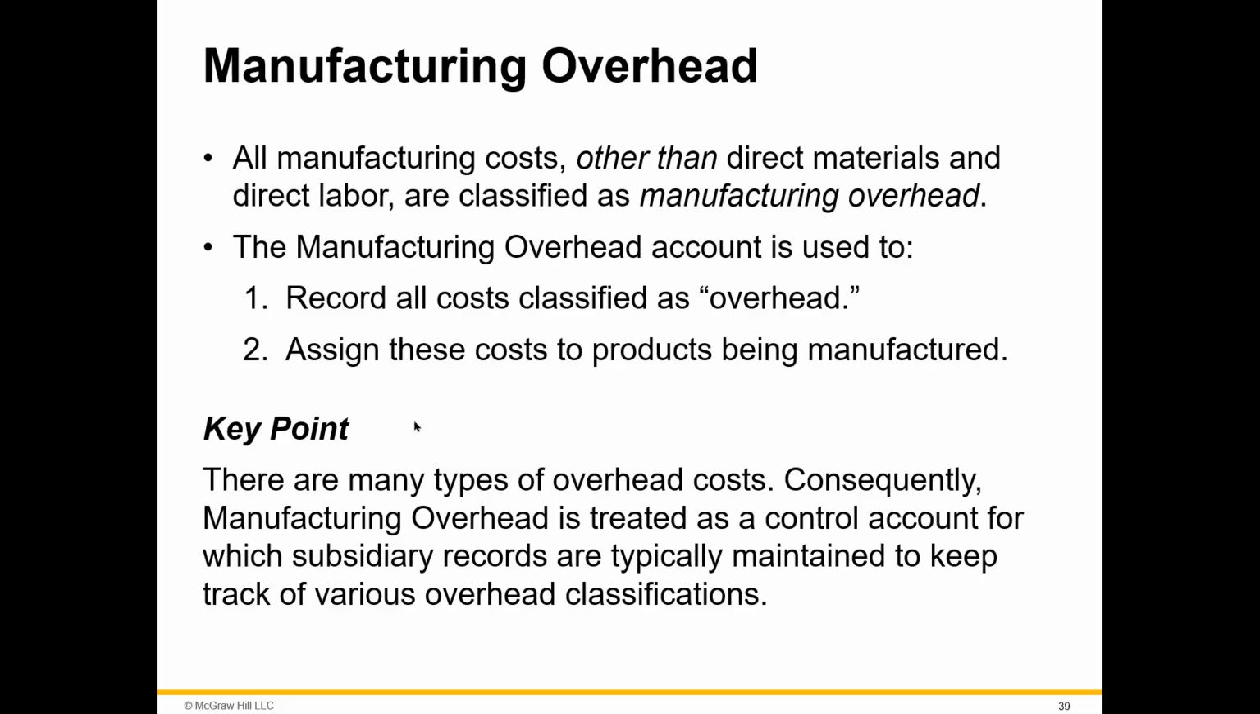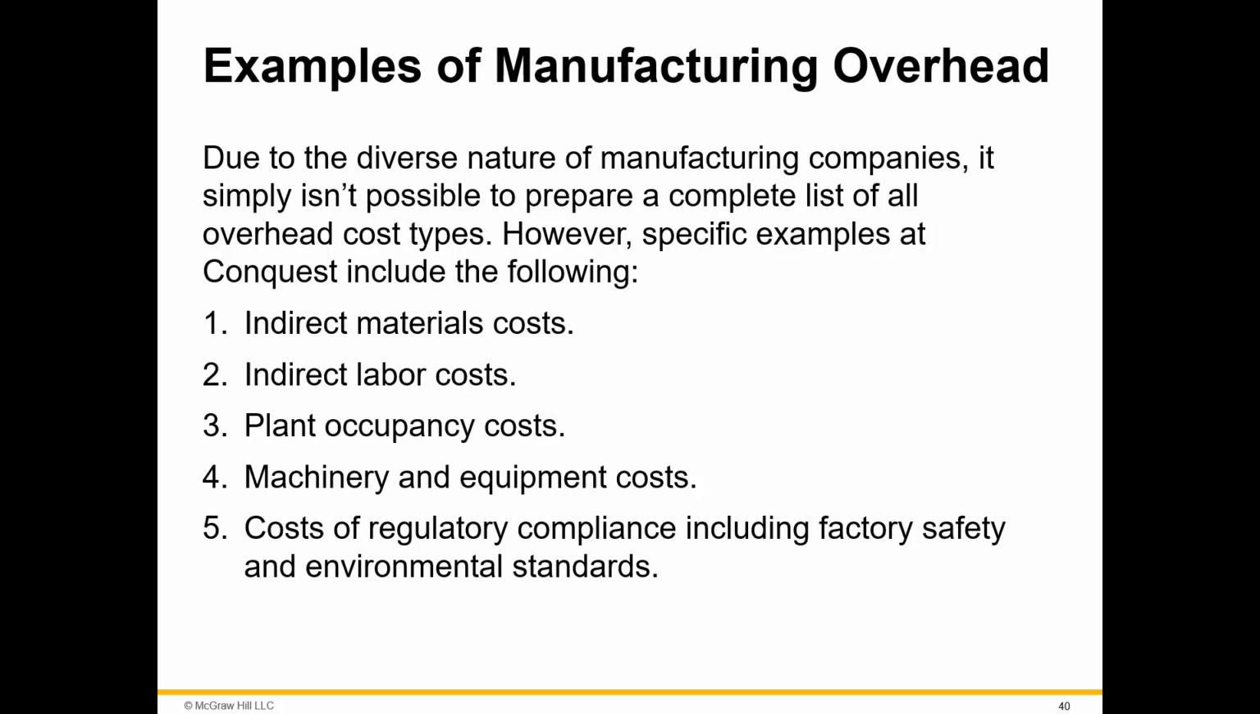Okay, and so there are many types of overhead costs, and we'll certainly cover them as we go through the book. You can kind of see what those look like. Examples of manufacturing overhead. Well, indirect materials, indirect labor, plant occupancy costs. So we might have to pay rent, might have to pay electricity to be in the plant, to turn on the lights, to run the equipment, any machinery and equipment costs, and then costs of regulatory compliance and so forth. So it's not possible to prepare a complete list because there's all sorts of indirect costs that are included, but here are a few examples.